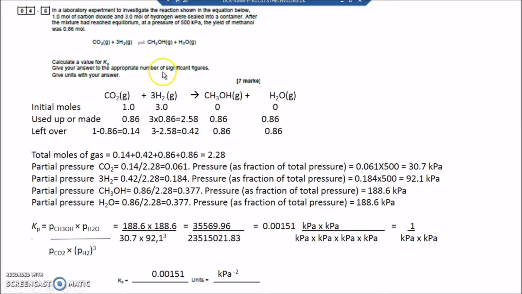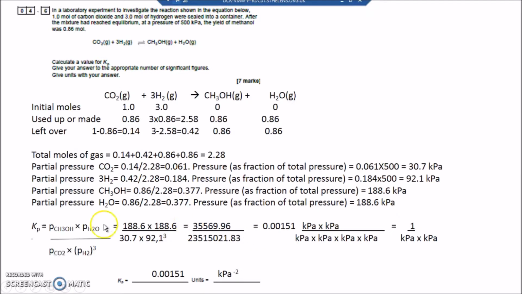Now an equilibrium constant would be the concentration of methanol multiplied by the concentration of water, divided by the concentration of carbon dioxide multiplied by the concentration of hydrogen to the power 3. It's the same for pressures, so I'm just replacing concentration with pressures, and I put these values in now. Each of these pressures, called partial pressures, I put those in and work out a value of 0.00151. So that's my equilibrium constant, or my Kp.